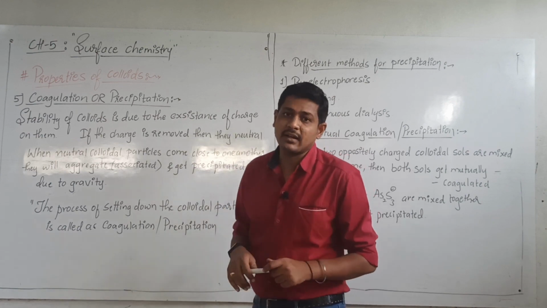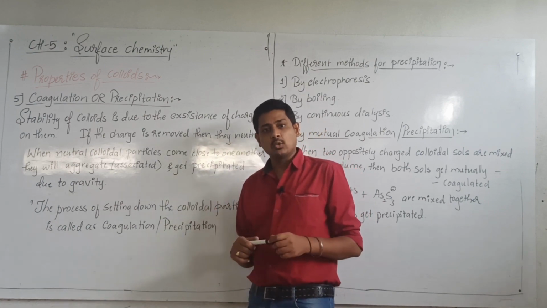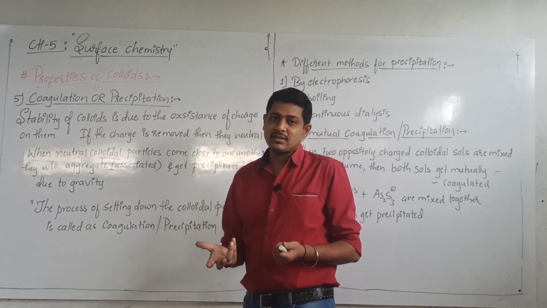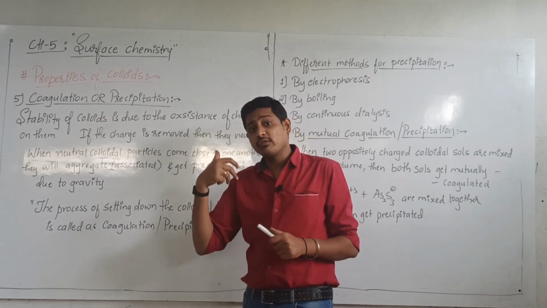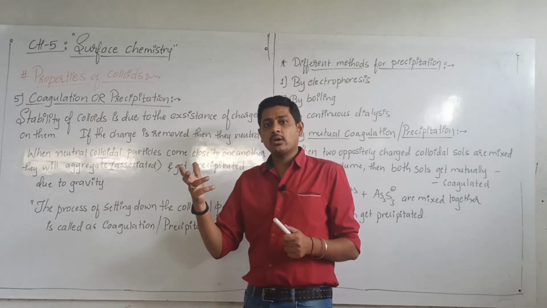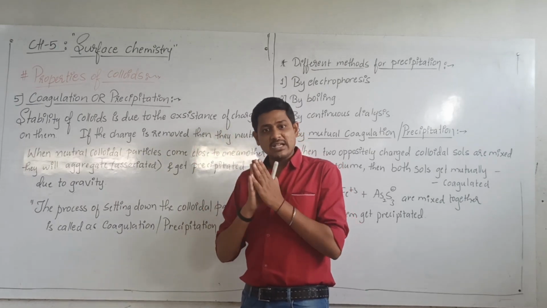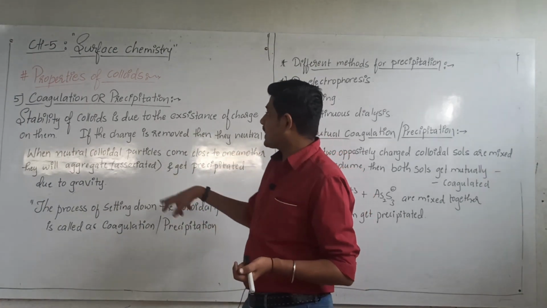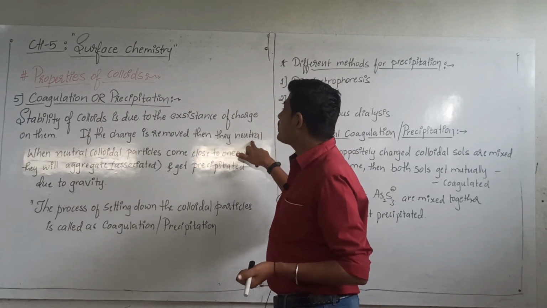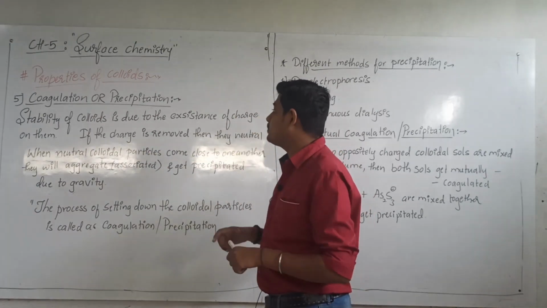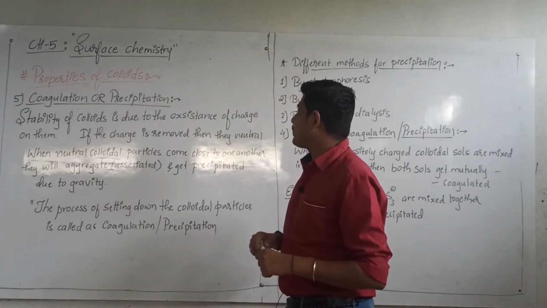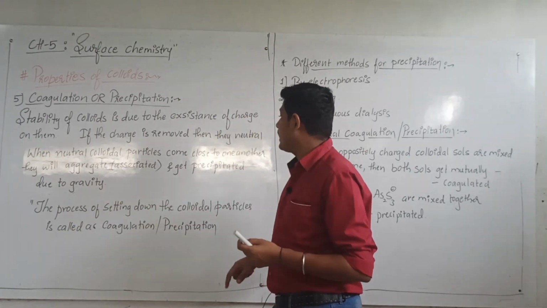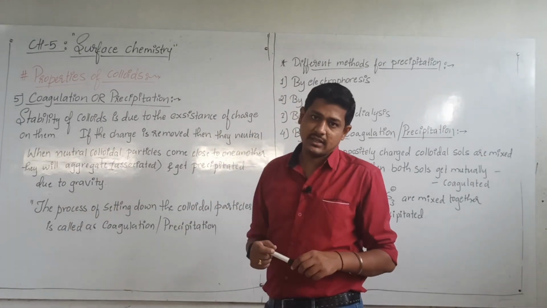When we pass the electric current through the colloidal solution, the colloidal particles carrying a certain charge move towards the oppositely charged electrode, and at the electrode they get discharged. When they lose their charge, they become neutral. When neutral colloidal particles come close to one another, they aggregate or associate and get precipitated due to gravity.